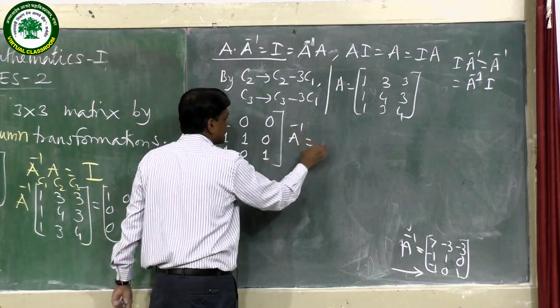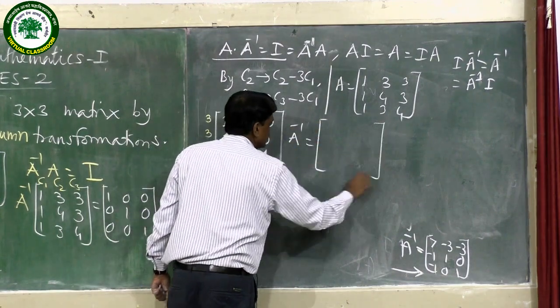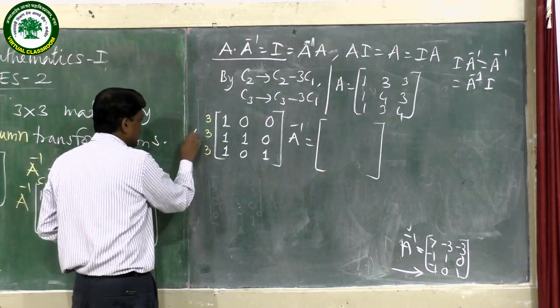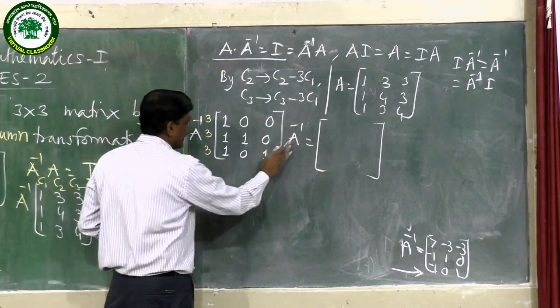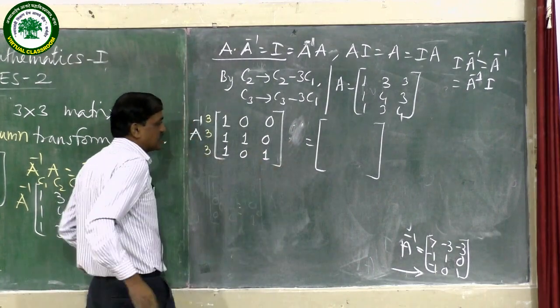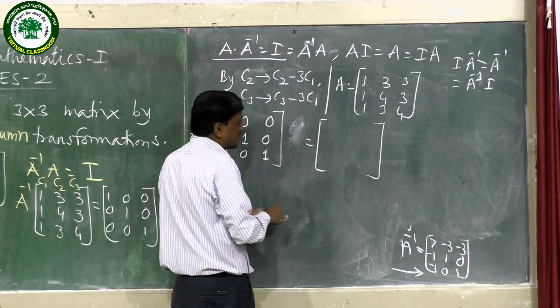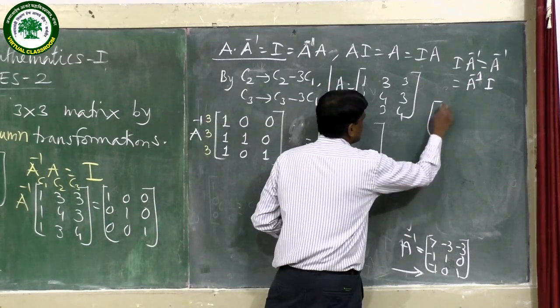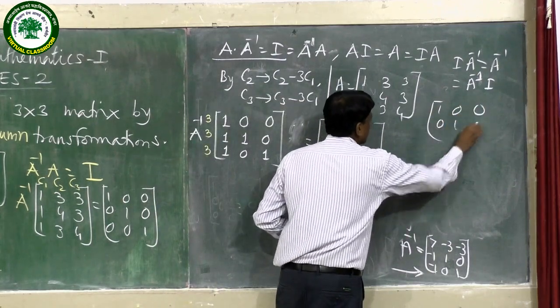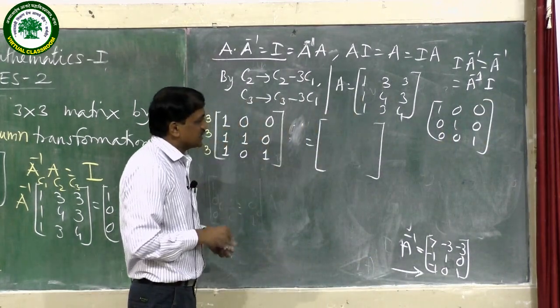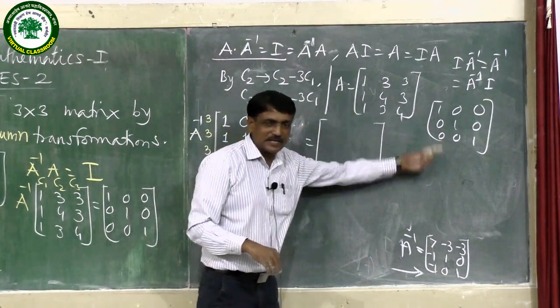A inverse into this matrix is equal to, here the first is A inverse. It is post multiplier. A inverse into this matrix is equal to, perform the same transformation on the right side matrix. What is there? 1, 0, 0, 0, 1, 0, 0, 0, 1. Perform the same transformation on this matrix.